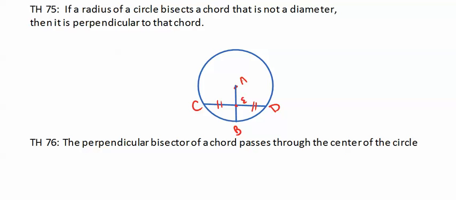In theorem 75, the opposite is true. If a radius of a circle bisects a chord that is not a diameter, then it is perpendicular to that chord. So in this case, again, given a circle A and chord CD, and that AB is the radius, if we know that CE is congruent to DE, then that automatically tells us that AB will be perpendicular to CD.